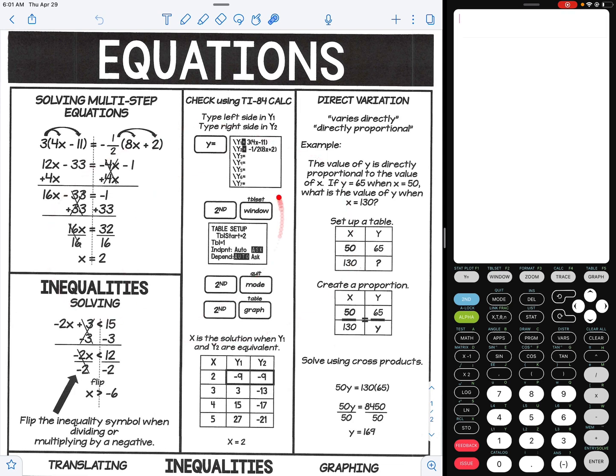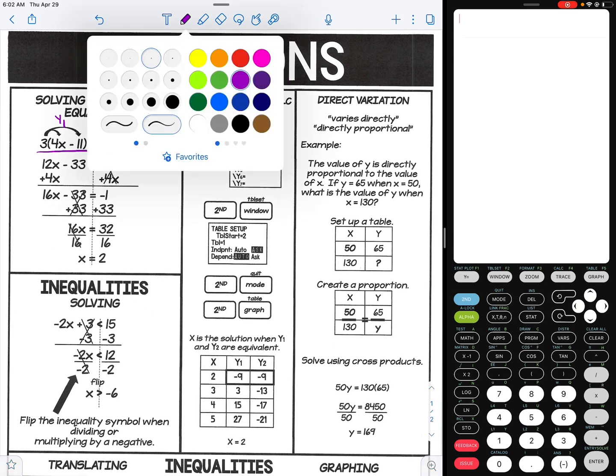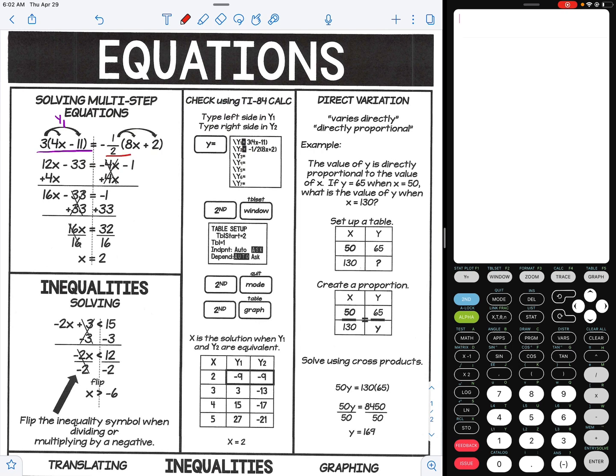So we're going to start over here on this left side. What we said was, in order to solve equations in the calculator, we must first take the left side and put that into y1 in our calculator, and then we will take our right side and put that into y2. The steps for all of this are right here in this middle part.